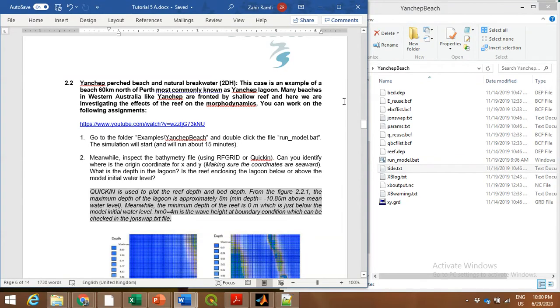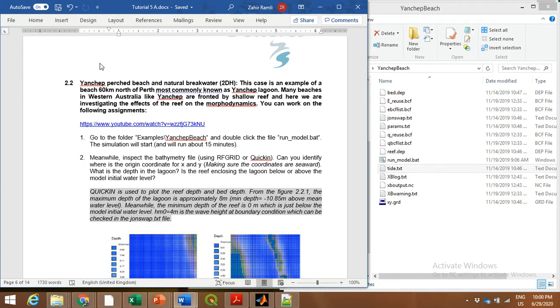Okay, assalamualaikum. So we're going to continue our next example from tutorial 5, part 2. The second part, 2.2, we're going to do Yanchep Beach and natural breakwater. It's also in two dimensions. This case is an example of a beach 60 kilometers north of Perth, most commonly known as Yanchep Lagoon.